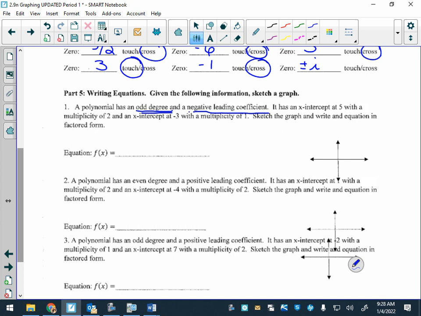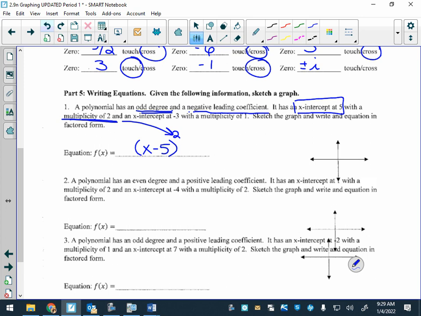X minus 5. Yep. X minus 5 is the factor that represents the x-intercept at 5. But since it has a multiplicity of 2, I'm going to tack on the exponent. Okay, multiplicity of 2 is the exponent. Okay, x-intercept at negative 3 would look like what as a factor?